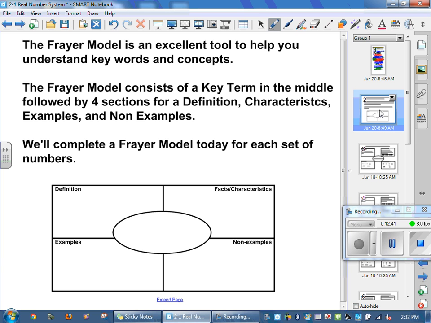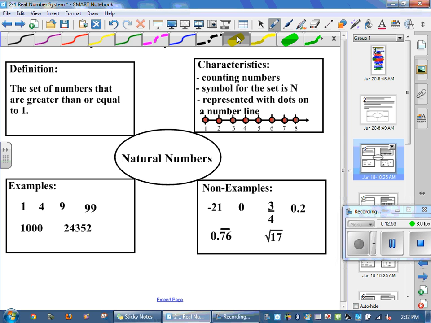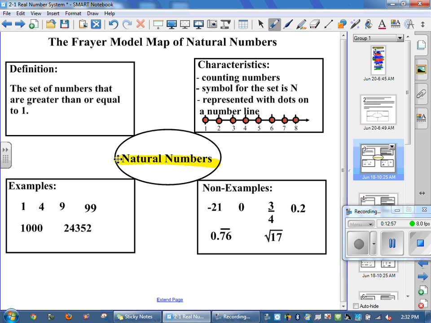So let's take our very first set of numbers. As we see here, this is where we're going to take our highlighters and highlight the information. Right now we're talking about the natural number system. And what we wrote down before, these are our counting numbers, so you might want to add the phrase counting numbers. Now, what is the definition? The set of numbers that are greater than or equal to 1. They're bigger than or equal to 1.